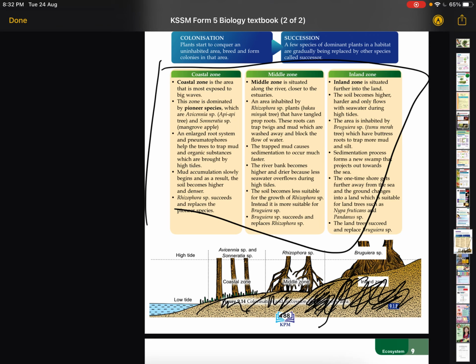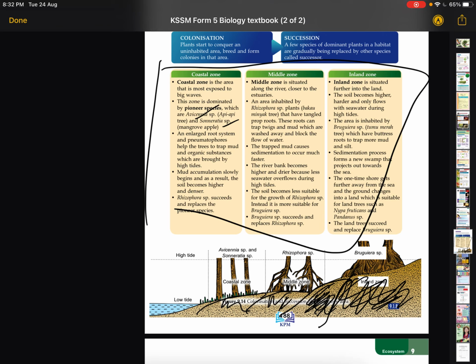So the first zone is the coastal zone. The coastal zone is basically the area that is the muddiest, because it is the most exposed to the waves. The main examples that the teacher always talked about are Avicennia and Sonneratia. Avicennia and Sonneratia are the ones that actually have pneumatophores. These are the only types that have pneumatophores.